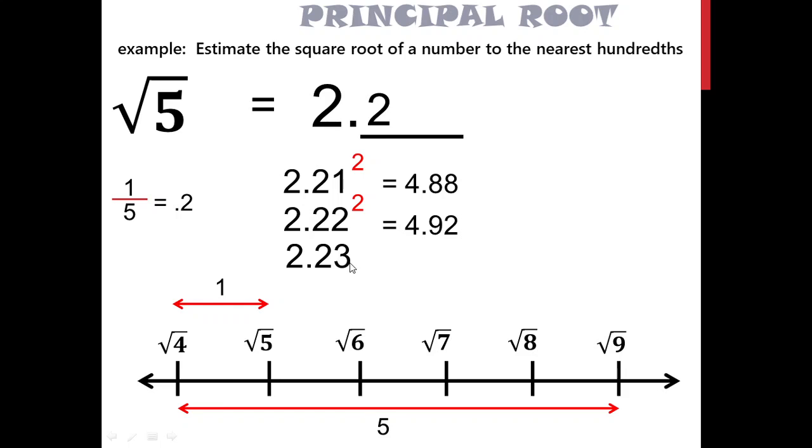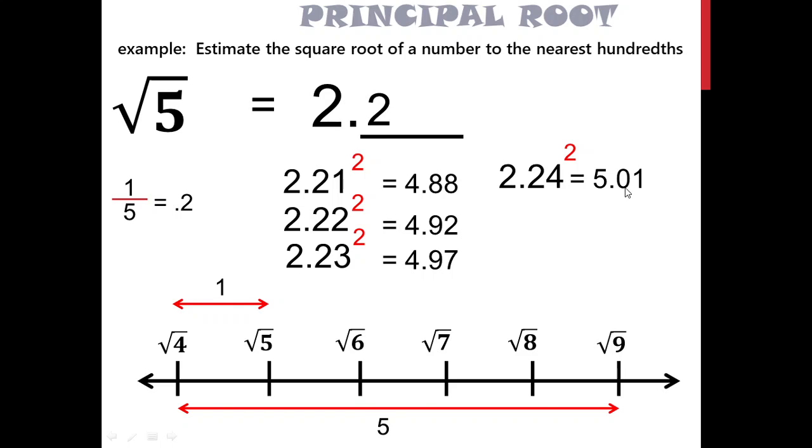2.23 here. Then I'll square this one. The square of 2.23 is 4.97. So it's closer to 5. I want to go to 2.24 here. Okay? That's 2.24 squared. Then the result will be 5.01.